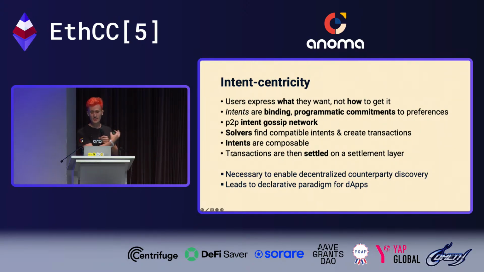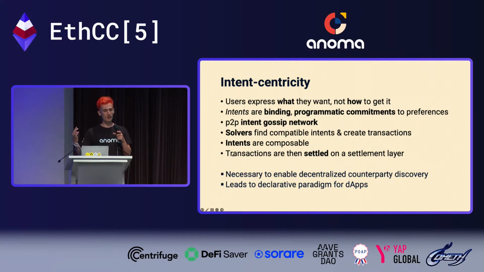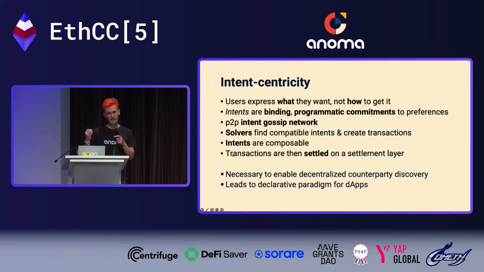Right, this kind of intent-centric design is necessary to enable decentralized counterparty discovery, and leads to this declarative paradigm for applications, where instead of authorizing some specific execution trace or execution flow of your program to achieve what you want, you authorize the fundamental state change that you care about. As a result, you can do on-demand rollups where you net out all the state changes, because you look at 100 intents and go, oh, this only results in like 2 state updates on the underlying system because they all net out and everyone gets what they want.